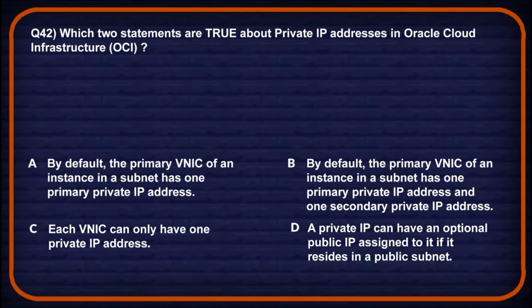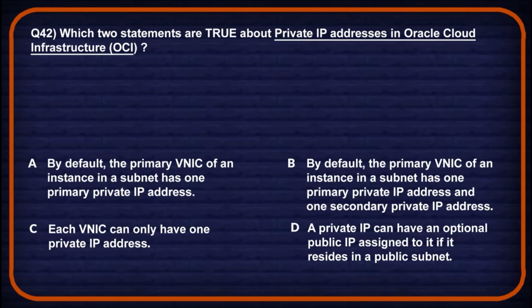Okay, let's look into question number 42. Which two statements are true about private IP addresses in Oracle Cloud Infrastructure? Okay, let's look into the options. Option A. By default, the primary VNIC of an instance in a subnet has one primary private IP address. One primary private IP is assigned automatically to a primary VNIC during instance launch. So option A might be a potential answer. Let's keep it. Moving on to option number B.